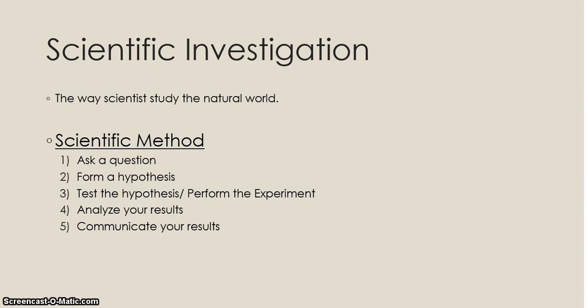A scientific investigation is a way that scientists study the natural world. They go through a process and they use all of those skills, the inferring, the predicting, to go through the scientific method. The first step of the scientific method is to ask a question. Okay, they see something in the natural world that they are curious about. Why does this act this way, or why does it do this? That's the question. The second step then is to form a hypothesis. This hypothesis is an answer to that question.